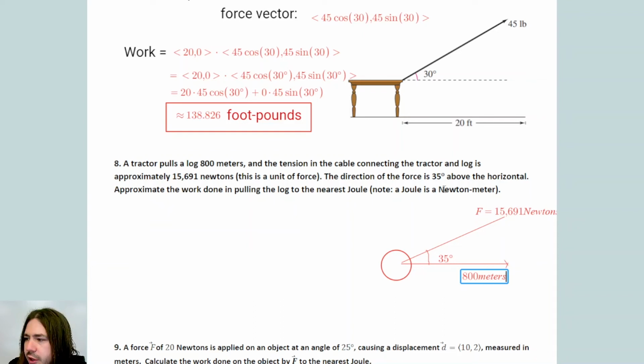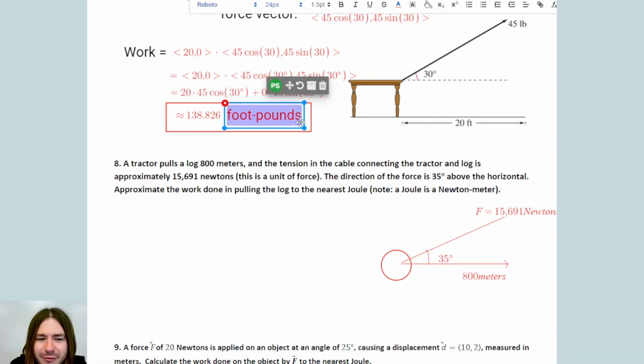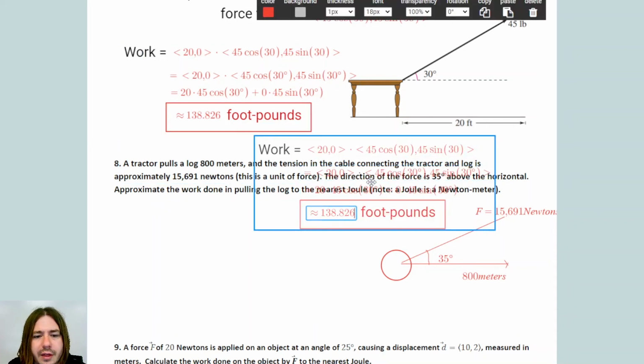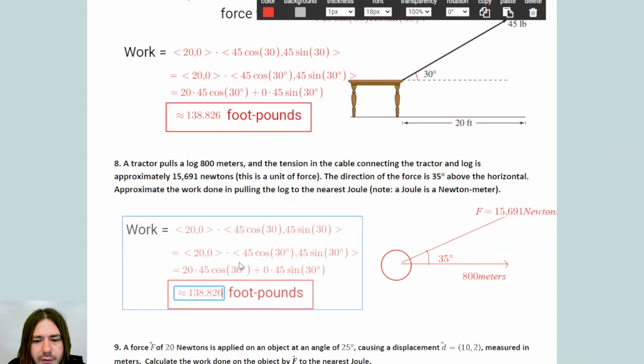And one quick note here, which I did mention briefly in the notes: a foot-pound doesn't have a fancy name, it's just called foot-pounds, but a Newton meter does have a fancy name. It's called a joule. So if your work is in Newton meters, you can call it a joule. If you call it Newton meter, that's not wrong, but joule is just a more conventional term for that particular unit. So let's basically do the same steps that we did in the previous problem.